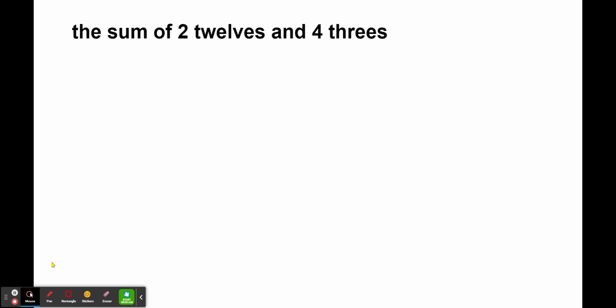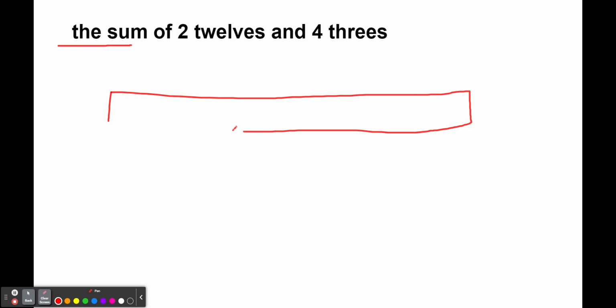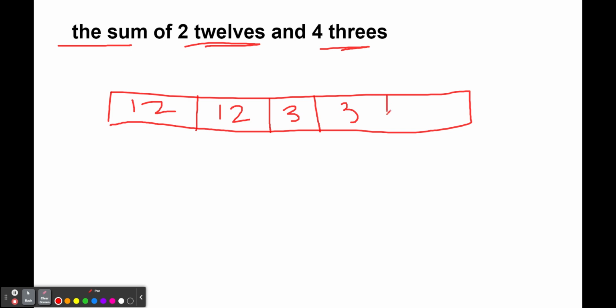All right, now let's go ahead and do it with an actual number. So we have the sum of 2 12s and 4 3s. Now we want to find the sum of 2 12s and 4 3s. So let me go ahead and write a strip diagram right here. So I know that I have 2 12s. So I'm going to go ahead and put down 12 here and 12 here. And then I also have 4 3s, right? So I'm going to go ahead and put down a 3, and that's not really exactly a good representation. We're going to have 3 3s.